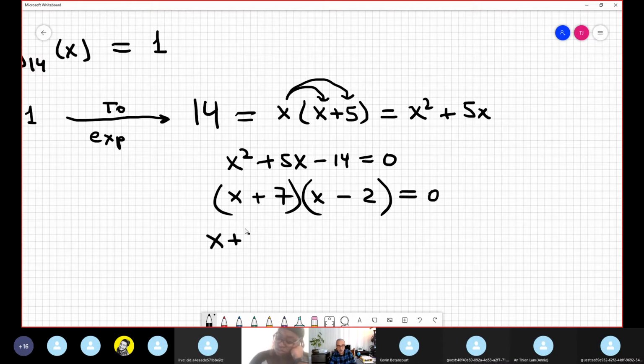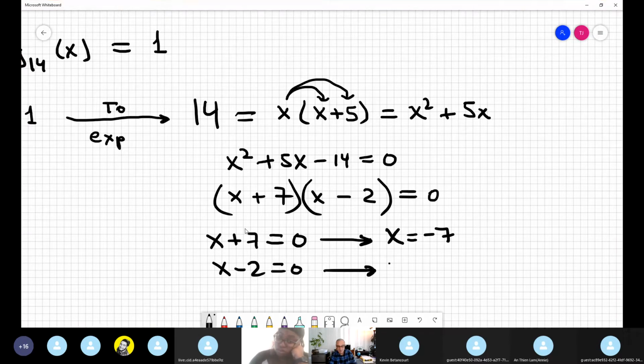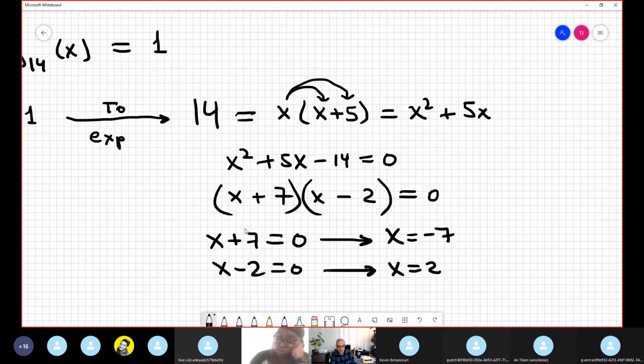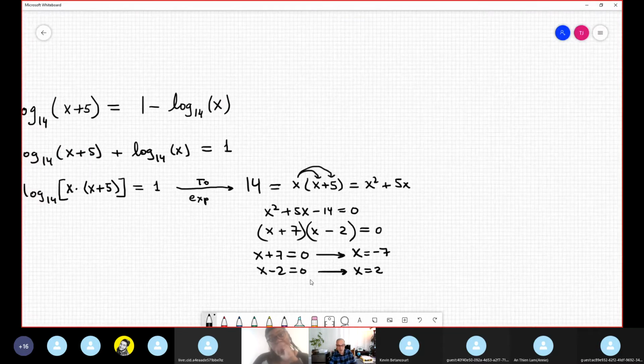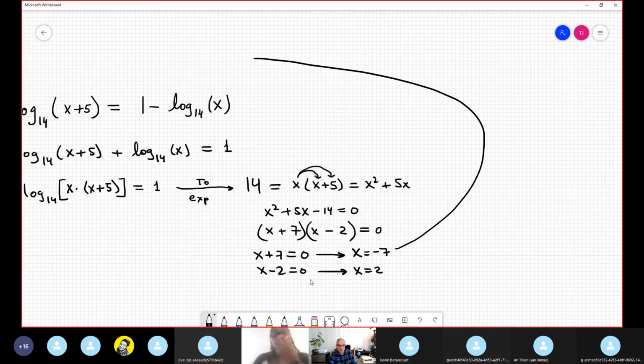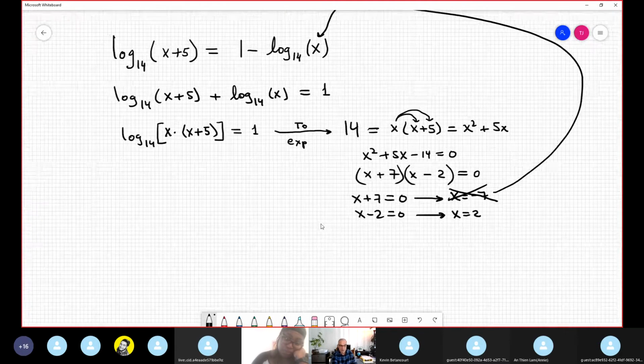We break it down into linear equations. The first one, the solution is -7. And the second one is positive 2. Okay, you know, the negative solution doesn't work. Not always, guys, depending on the problem, but it's obvious in this problem, no. Because when you plug in -7 here, it's obvious this solution is out. Now I want to verify if it does work or doesn't work.